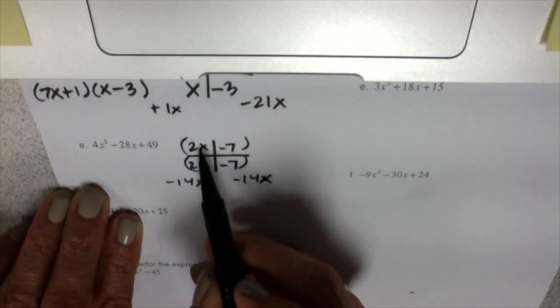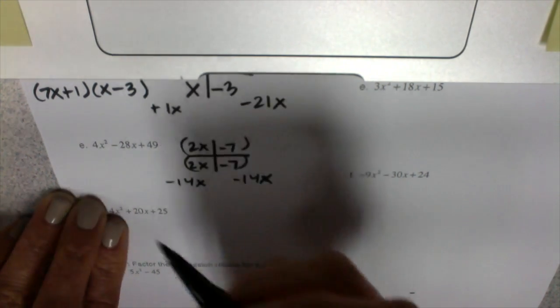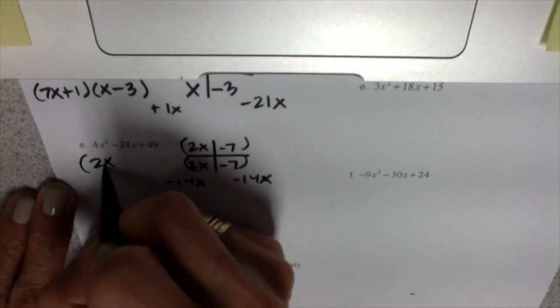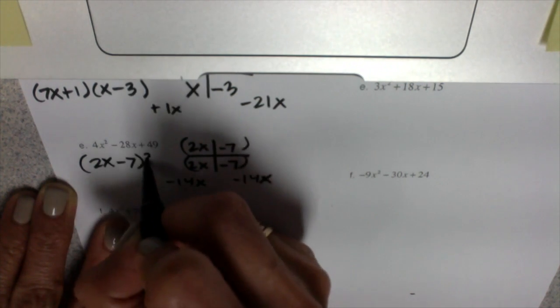Do you guys notice it's 2x minus 7 times 2x minus 7, which is a total of 2x minus 7 quantity squared.